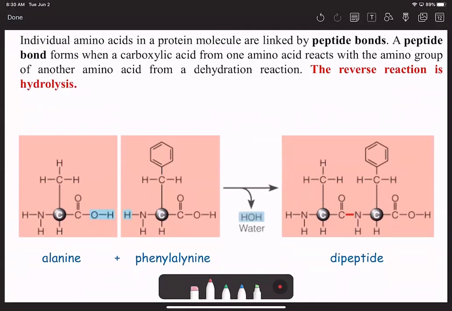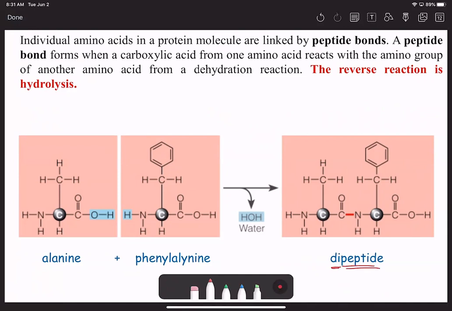Now, these amino acids have the ability to bond with other amino acids, just like we had monosaccharides. Take a monosaccharide, add it with another monosaccharide, we get a disaccharide. So here, if we take one amino acid and bond it with another amino acid, then we don't get a di amino acid. We get something we call a dipeptide.